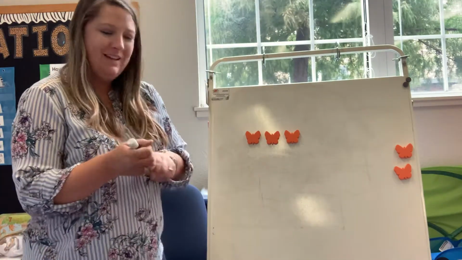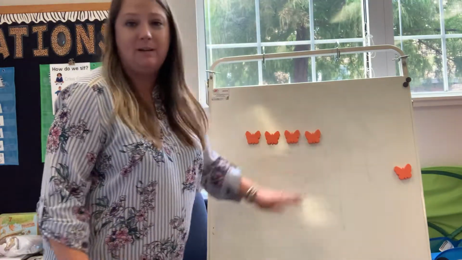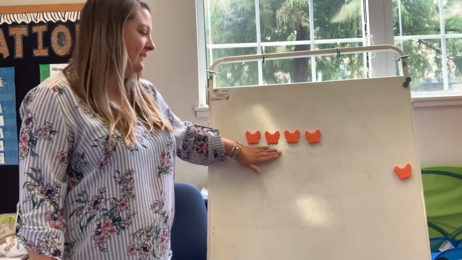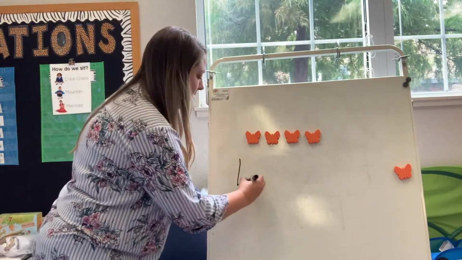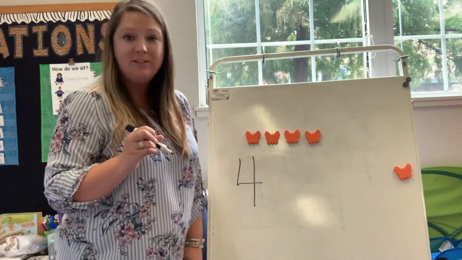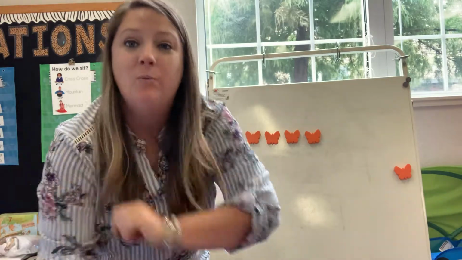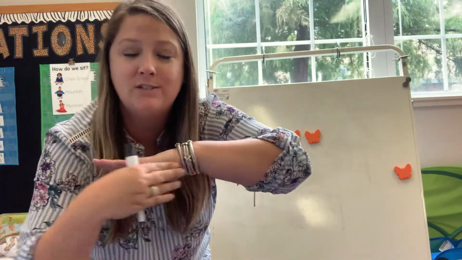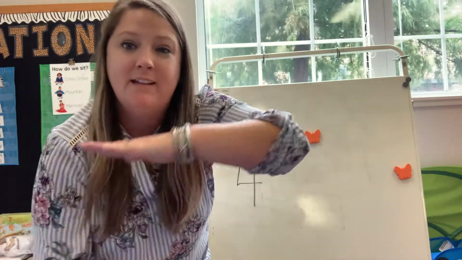So let's think. How many butterflies did I start with? Remember? Because I'm going to write a number sentence. I had 4 butterflies, so I'm going to write the number 4 because that's what I started with. I remember earlier this week we talked about joining and we learned about a plus sign. Well, today you're going to talk about the minus sign. A minus sign is just a straight line and it means take away, not adding, taking away.